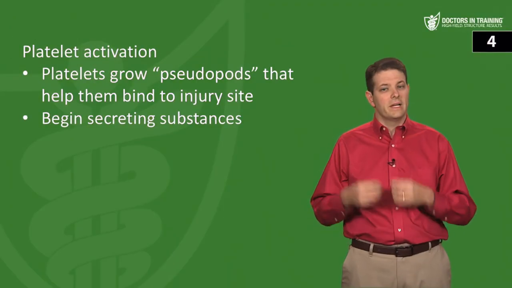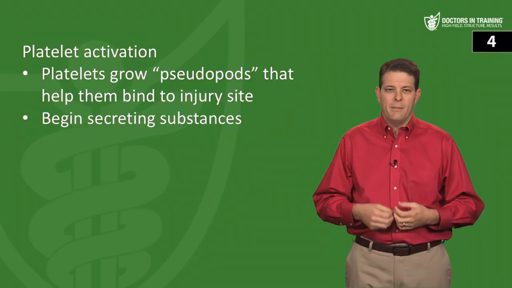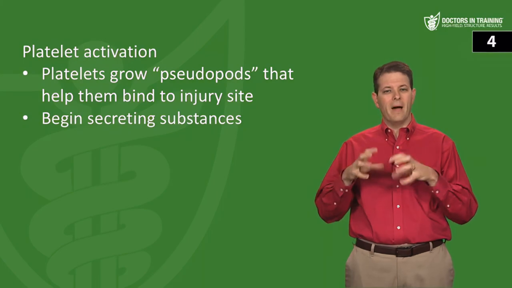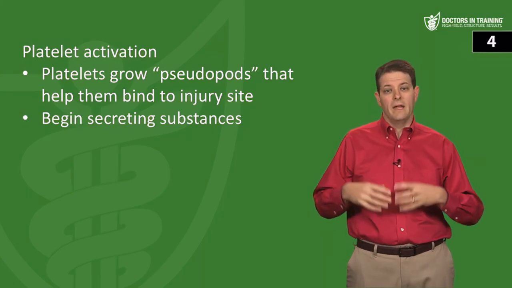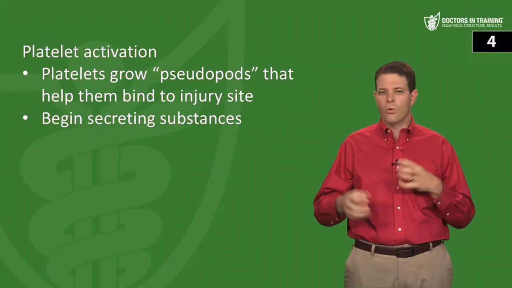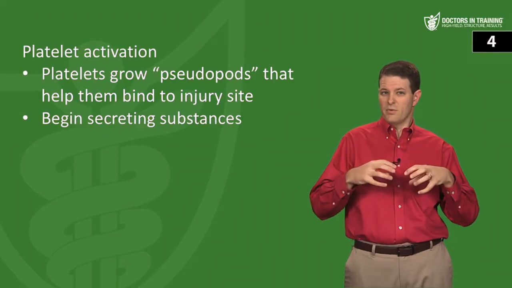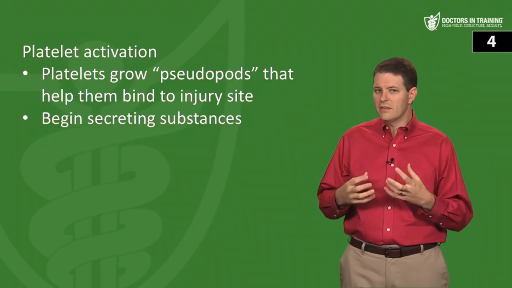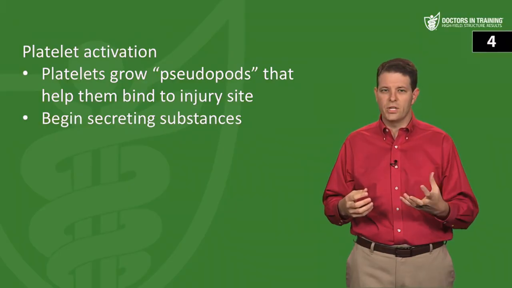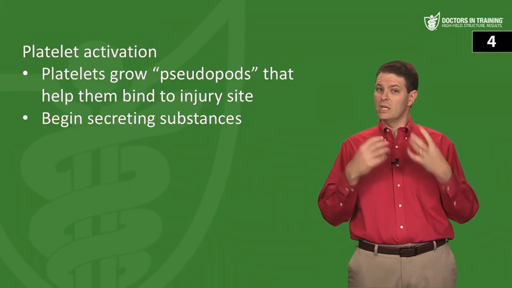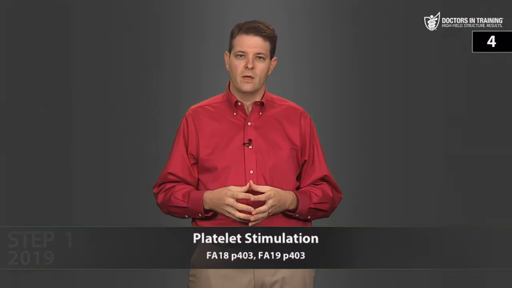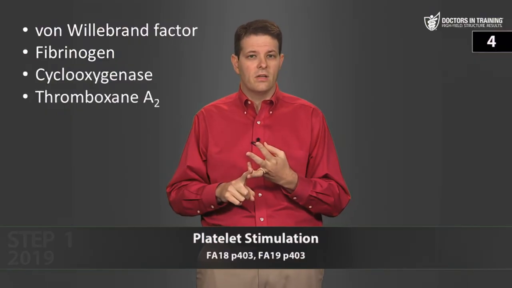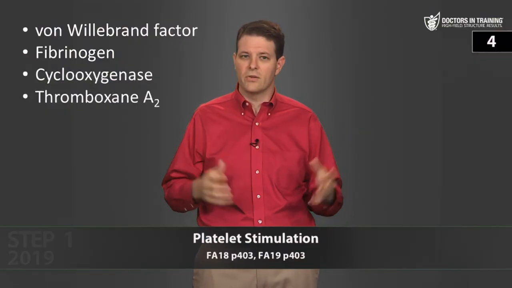The next step after platelet adhesion was platelet activation. And that basically means that the platelets change shape and they grow these long fingers or pseudopods that help them bind tightly to the injury site. And then activated platelets begin secreting lots of important substances. We talked about all the stuff that was found inside the endothelial cells, but remember there's lots of stuff inside the platelets too. Remember, platelets don't have nuclei or a lot of cellular machinery, so they can't make anything, but they come preloaded with several important chemicals. They have von Willebrand factor again, and also some fibrinogen, cyclooxygenase, thromboxane A2, and a lot of other chemicals.